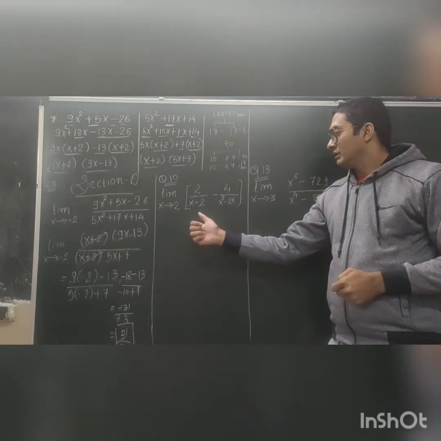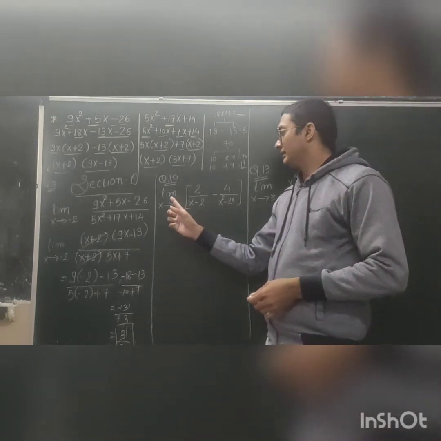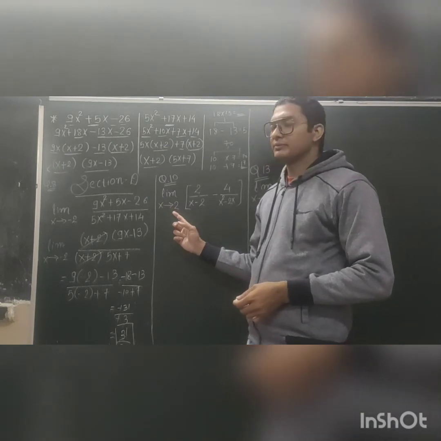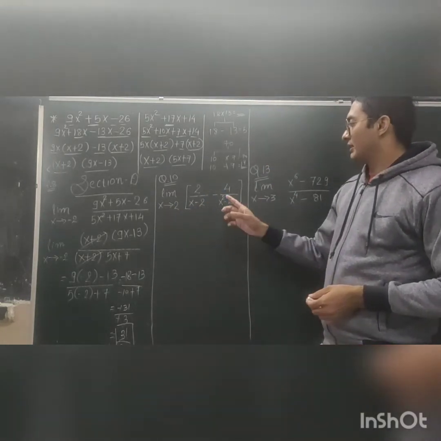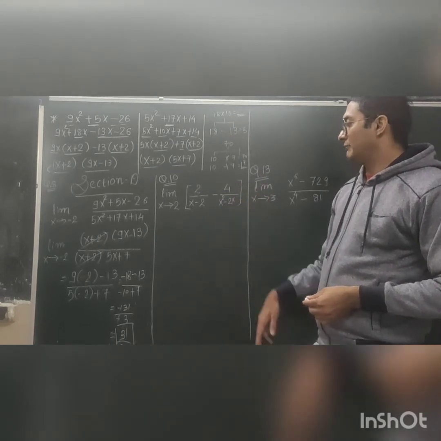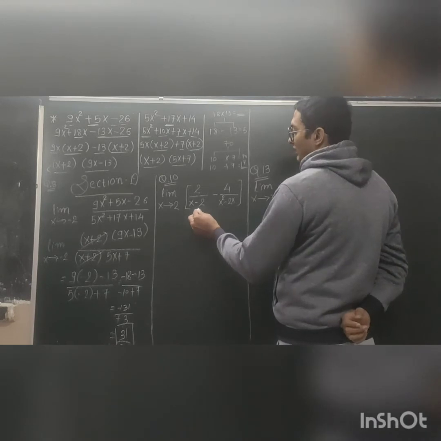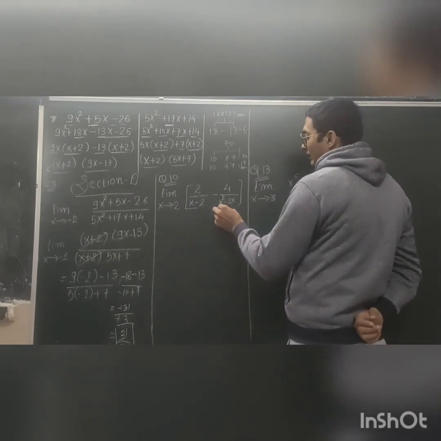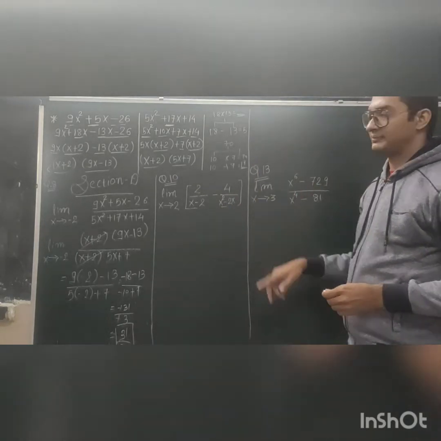Now there is a second question: limit x tends to 2 in bracket, 2 divided by x minus 2, minus 4 divided by x square minus 2x. Now here there is no factorization, again here there is no factorization, but there is a common value, that is x.